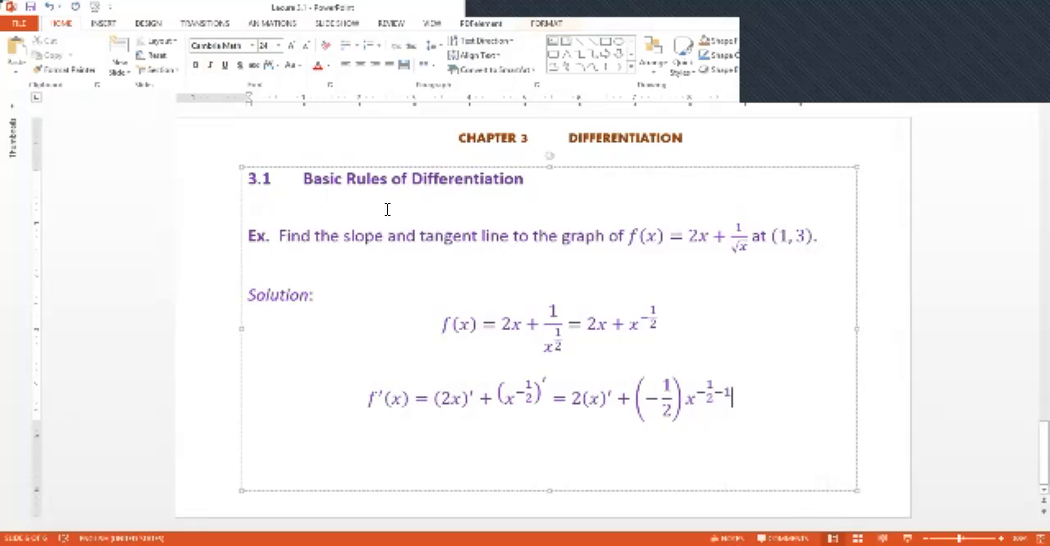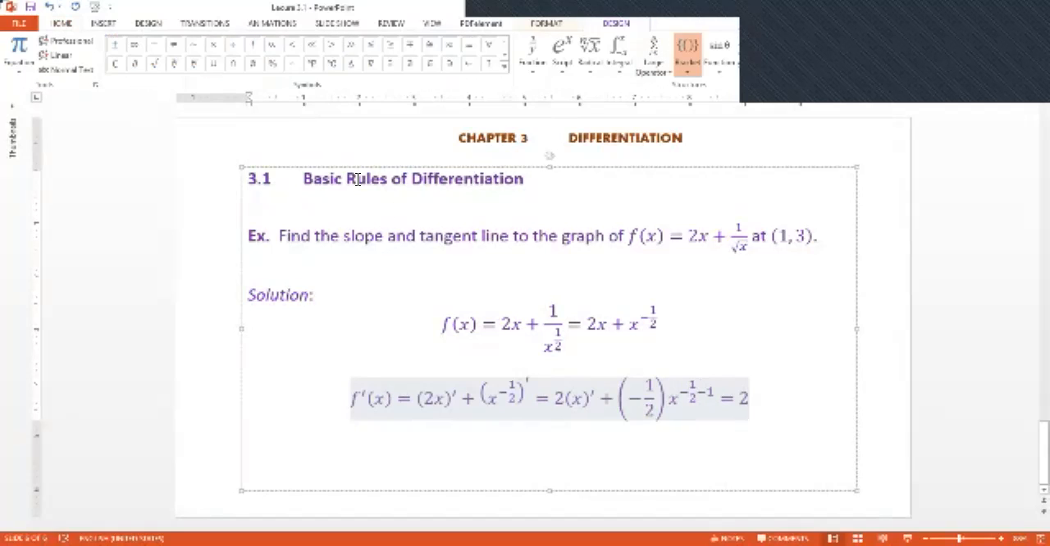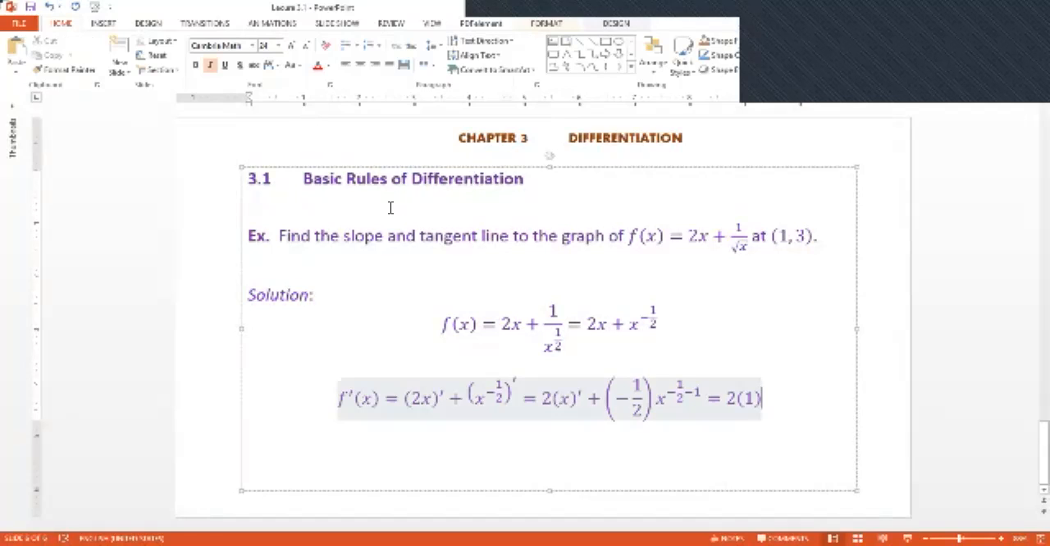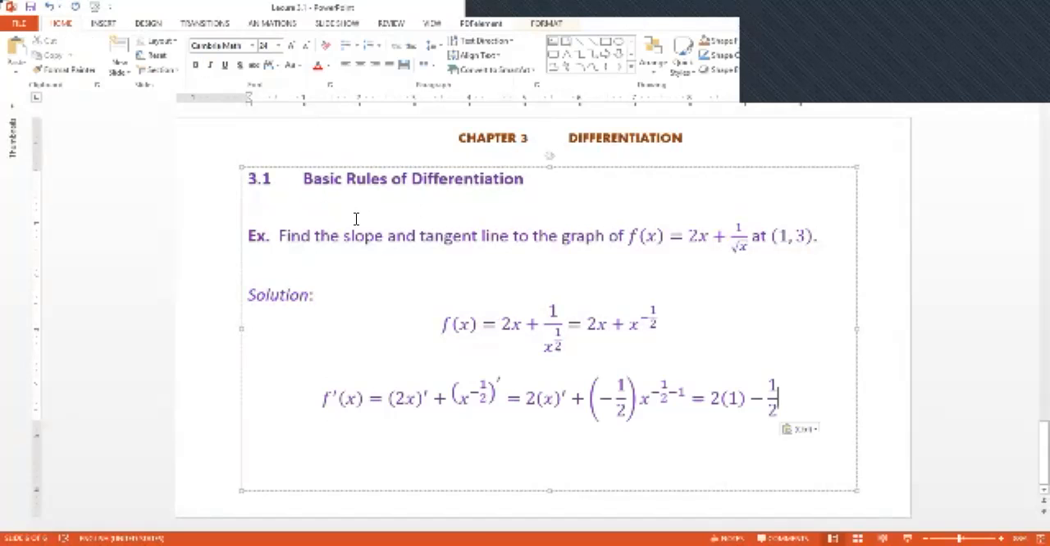X to the negative half minus 1, because n is negative half, right? So that's the power rule. Okay, so x prime is 1, as we know. The derivative of x is just 1. All right, so you should know that. Always keep in mind. And then we can just write the second term as minus 1/2, since plus 1/2 is just minus 1/2.